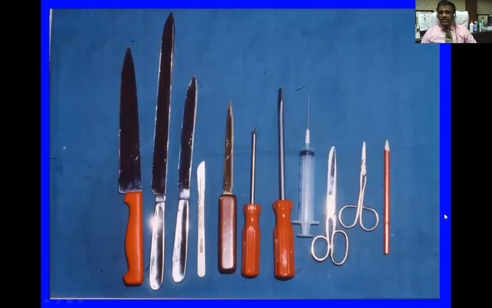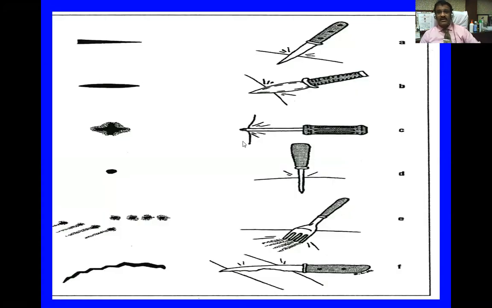You'll find all these instruments in your forensic medicine and toxicology laboratory, or you can say demonstration cases are available in all the colleges. There are even swords and other instruments available in the laboratory. Here you can see the different instruments which can cause different types of injuries. Here you can look at these injuries, how they look if you use a scalpel, a knife, or a fork.